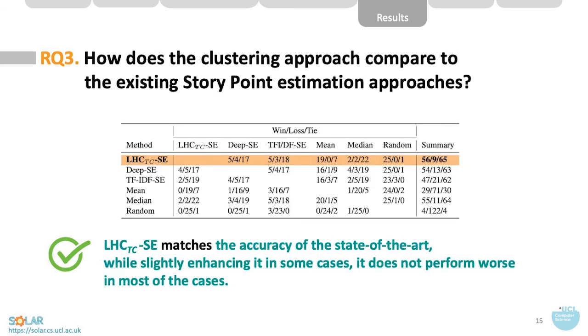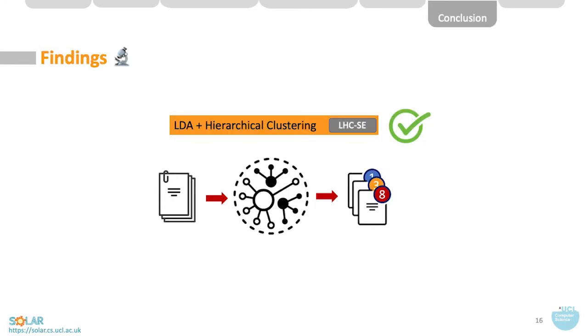To answer our final research question, we compared LHC-SE to DEEP-SE, TF-IDF-SE, and the 3 baselines. As we can see, at least 3 of the models perform very similar to each other, but our clustering approach performed better than all the other methods, while its score is only slightly better than the median baseline estimator. Our findings show that LDA is able to capture information latent in the issue description and enable the clustering algorithm to form useful clusters for story point estimation.